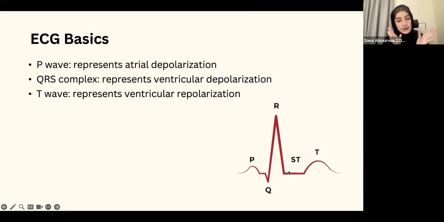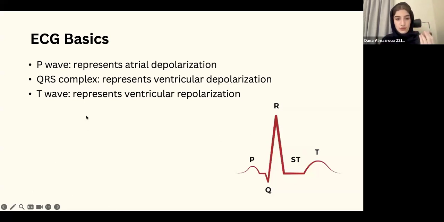So whenever the ventricles are depolarized, after that, the ventricles would start to contract. And then we have the T wave, which basically represents ventricular repolarization, after which the ventricles would relax. Now, if you look between the QRS complex and the T wave, you have something that is called the ST segment. That's kind of the period where the ventricles are between their contraction and their relaxation, between ventricular depolarization and repolarization.